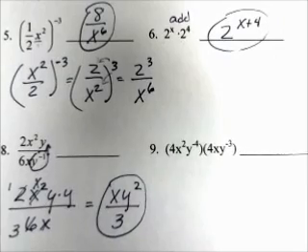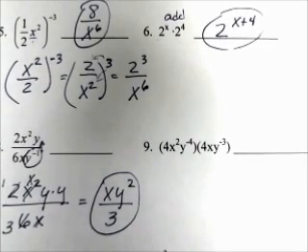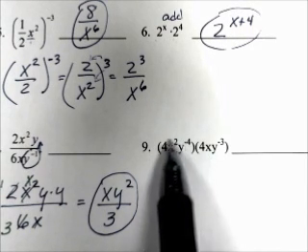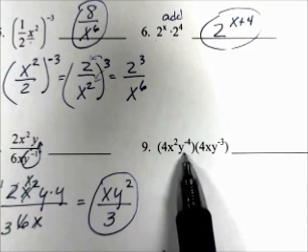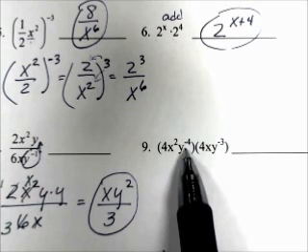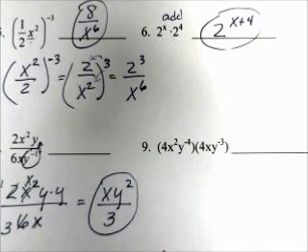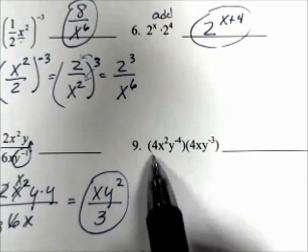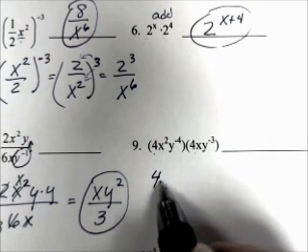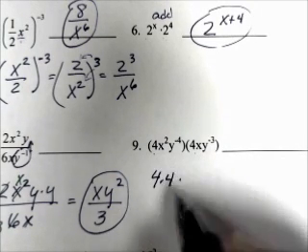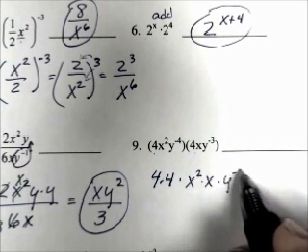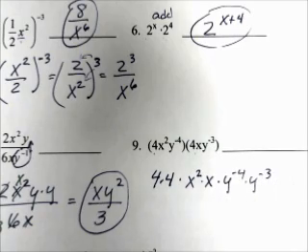Number 9. All right, let's see. Inside parentheses, I think I'm going to leave this as is and not do any moving of these negative exponents. All right, so we're multiplying these. So let's multiply the coefficients, meaning we'll multiply 4 times 4. Let me write this out. And then I'll have x squared times x, and then y to the negative 4 times y to the negative 3.